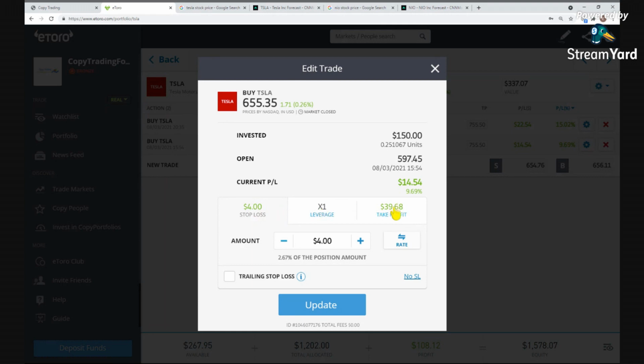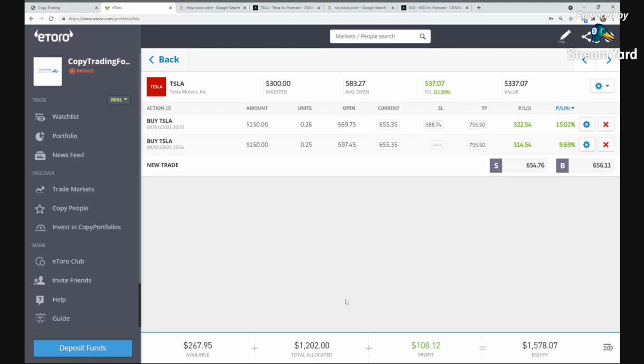Okay, so I'm not going to lose any money, and then the take profit here is going to be 39.68 on a $150 investment, which is pretty good. Okay, I update that. And guys, you're probably saying, okay, what if Tesla goes to 800?